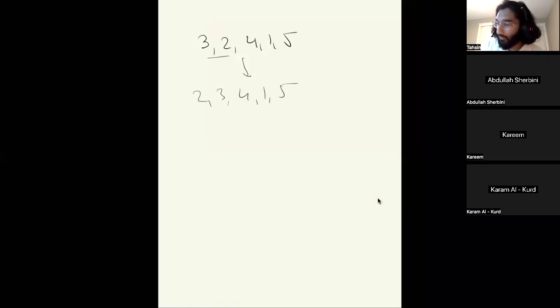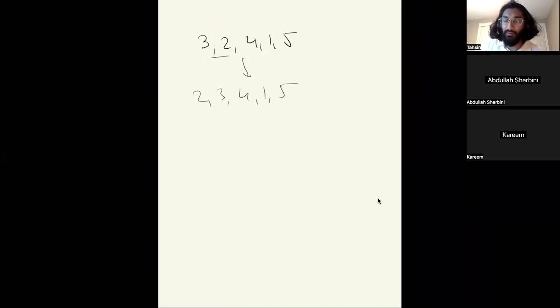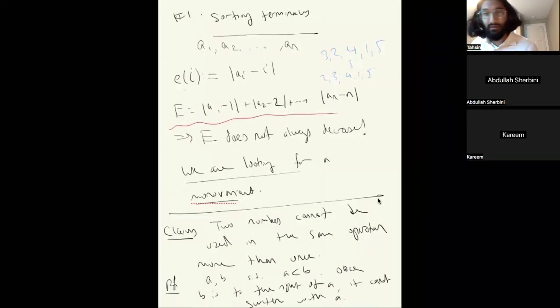Yeah, so what I'm saying is you can swap them when, relative to each other, they are in the wrong order. So the one on the... okay, well, I guess Karam is not here now. But Abdullah, does the statement, the claim, and the proof make sense? Yeah, absolutely. Okay, good.